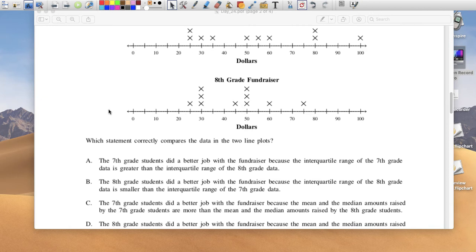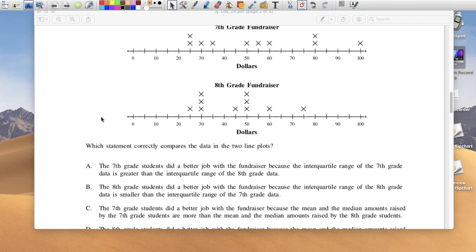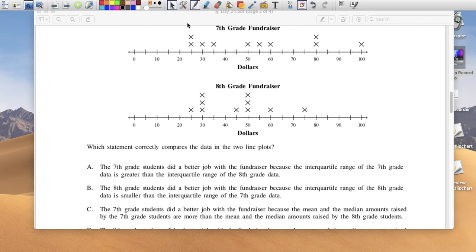So let's move on. C, the 7th graders did a better job as a fundraiser because the mean and the median amount raised by the 7th graders are more than the mean and the median amounts raised by the 8th graders. Is that true? Well, the median for the 7th grade, let's cross one from each side. 2, 3, 3, 4, 4. And the median is going to be 52.5. Right? So in here, let's see the median for the 8th graders. Cross, cross, cross, cross, cross, cross. And the median is going to be between 45 and 50, which is 47.5. So definitely the median for the 7th grade is bigger. So that's true. And the mean.